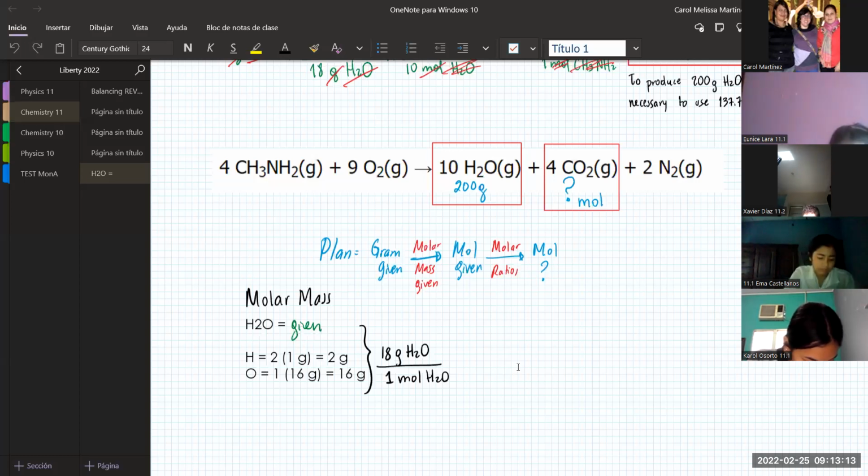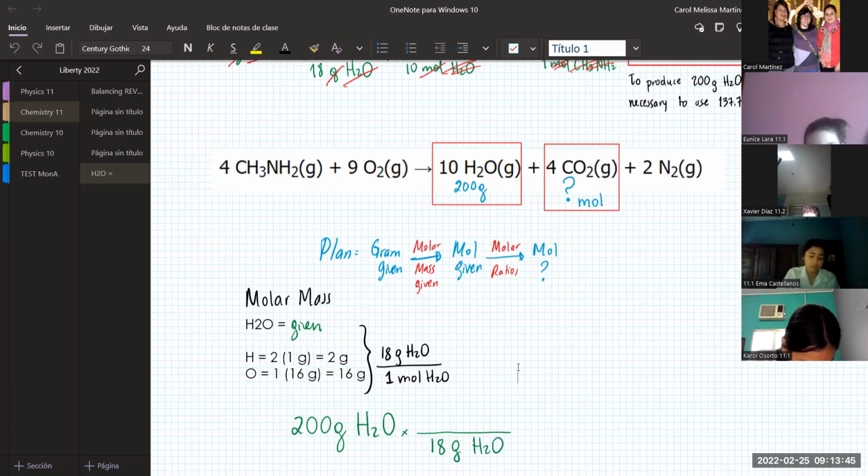Now, given the molar mass, let's begin to solve the problem. We start with the given, 200 grams of water. It says that to get the number of moles, I need to use the molar mass. How should I write the molar mass? Where should I write the grams? Down. 18 grams of water down, over above 1 mole of water. Grams and grams, water and water is gone.